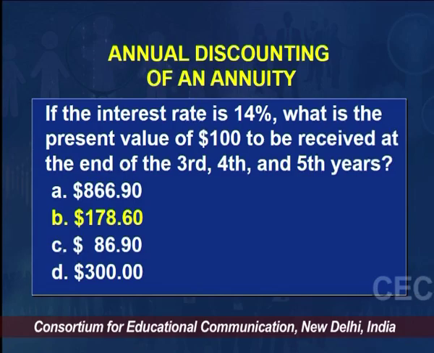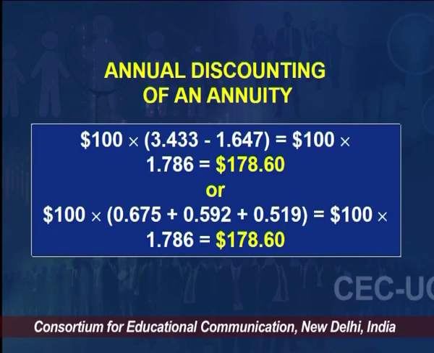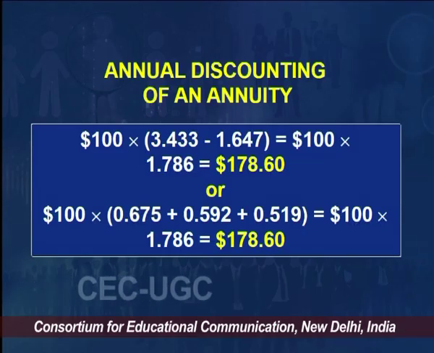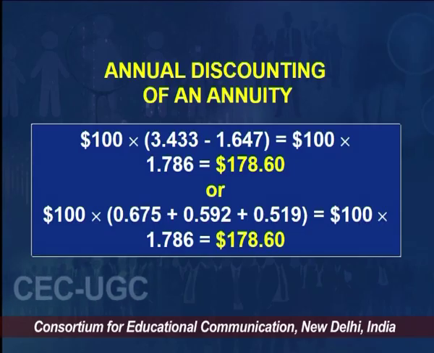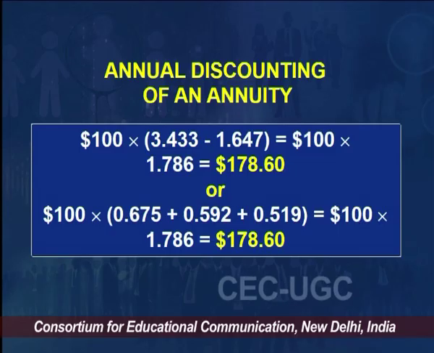Same thing, if I have to extend this further: if the interest rate is 14%, what is the present value of 100 to be received at the end of the third, fourth and fifth year? Here you have a series of payments, but you are getting more than once. So, there are two ways to solve the situation. One is that we take the factor 3.433 for 5 years and subtract the factor for 2 years, which is 1.647, and multiply that with the amount, 100, and the answer would be 178.60.